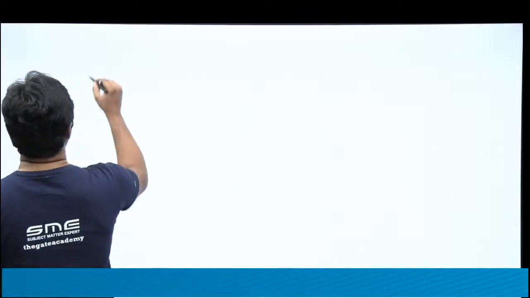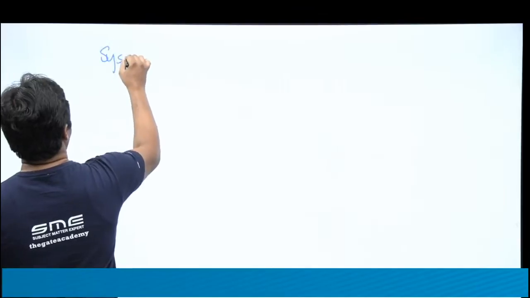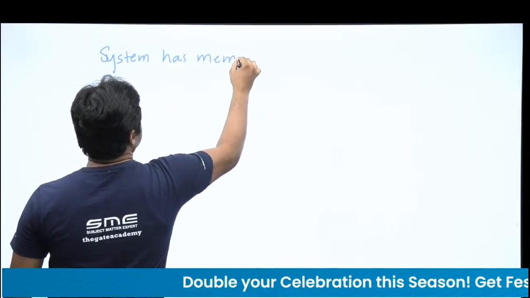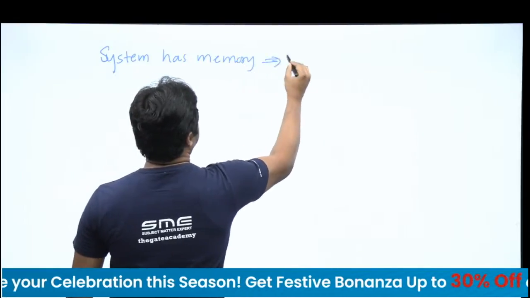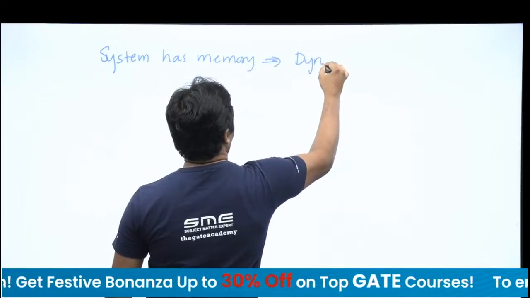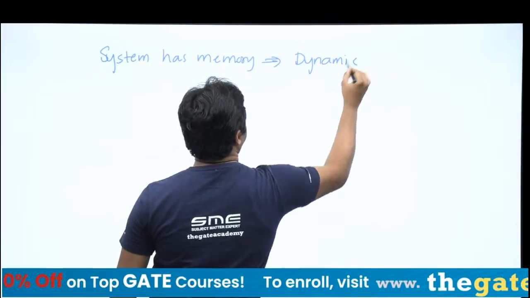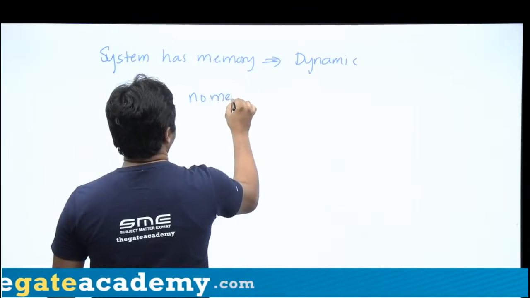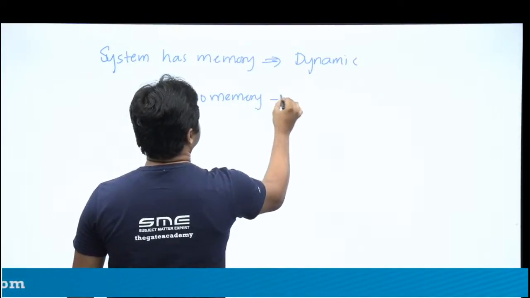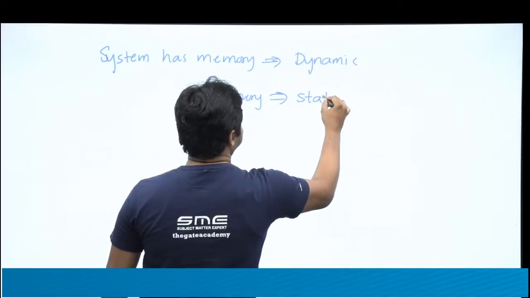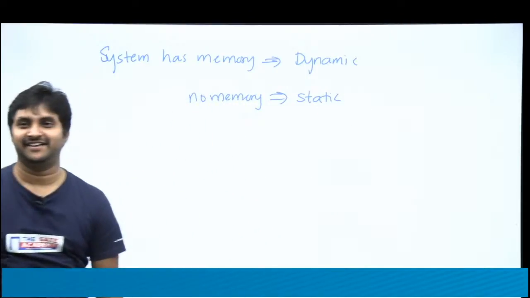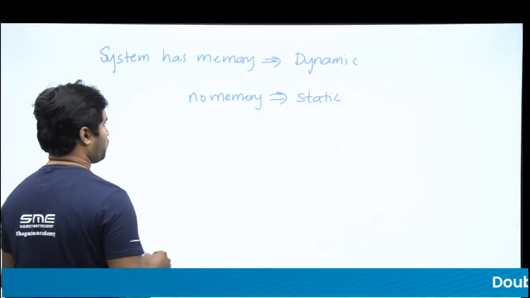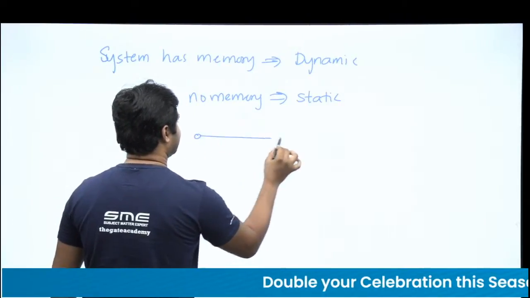So if the system has a memory, we call it a dynamic system. No memory, static system, isn't it? If it does not have any memory, then we call it a static system. Let me have a circuit like this.